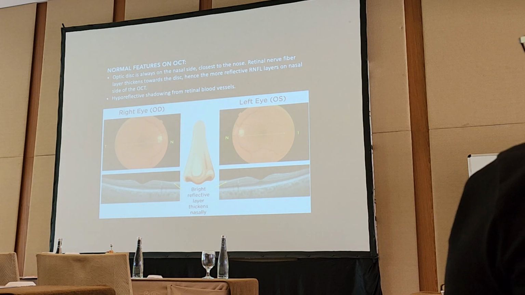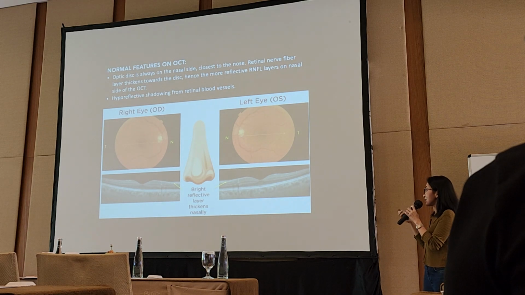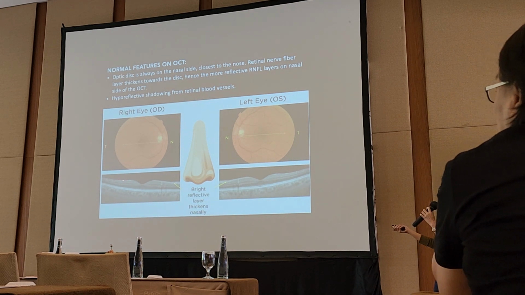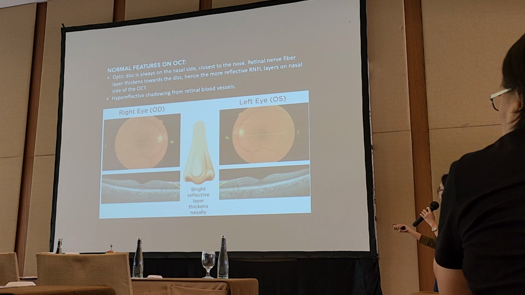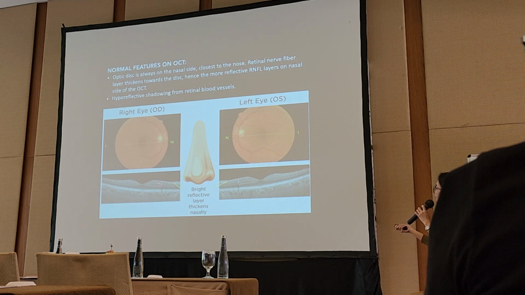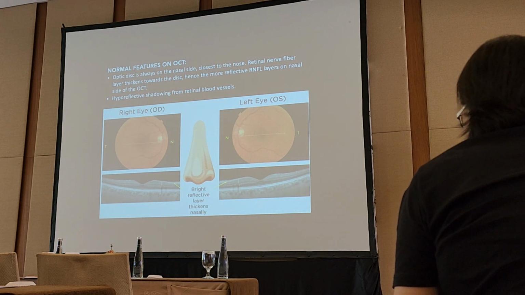Okay, so there are actually normal features on OCT. So sometimes I get a consultation, OCT image that is consulted by one of my colleagues, and they ask whether this is like normal retina, or is this an epiretinal membrane or anything, because there's this hyperreflective line, hyperreflective band over here. This is actually normal because the bright reflective layer thickens nasally. This is the nerve fiber layer. So the knowledge about the normal OCT scans you have to know.